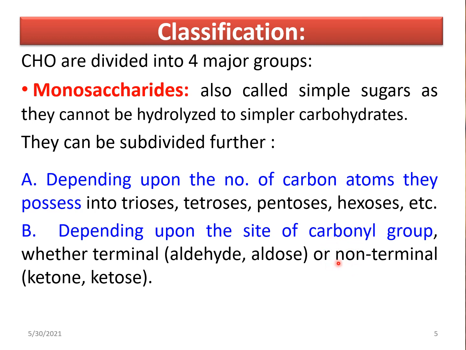Or if the carbonyl group is not terminal, not free, then the monosaccharide is a ketone and it is called a ketose. For example, fructose is a ketose, also called ketohexose. Why? Because it contains 6 carbon atoms and the carbonyl group is not terminal.